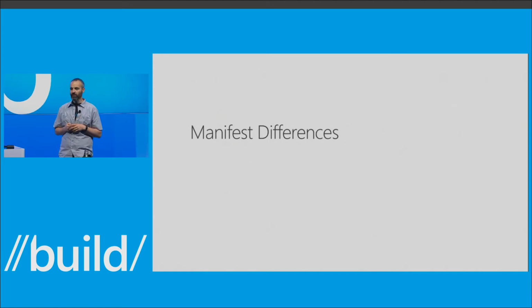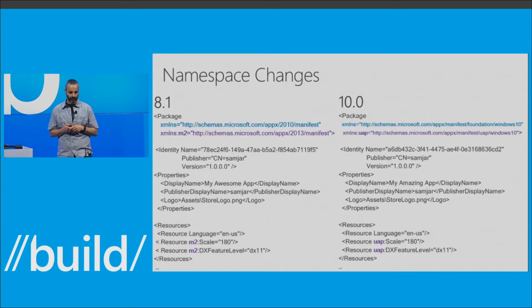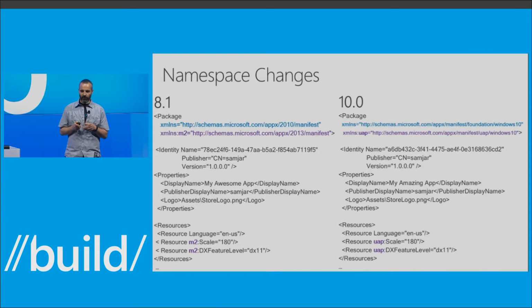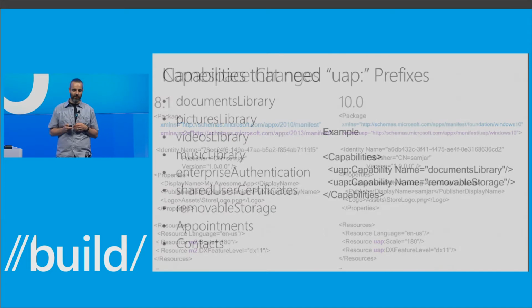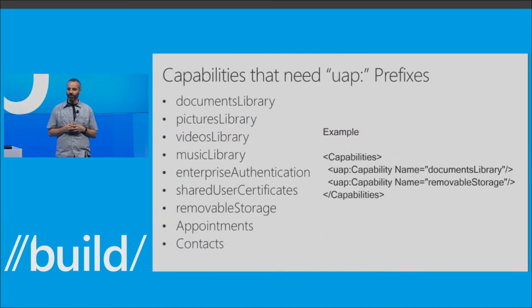Now I'm going to move into the manifest differences. The first thing to note is that UAP namespace. Can't see it very well, maybe it's in the purple, but not a huge difference. And when you do the new app, the manifest will already have these. But if you did want to migrate your old manifest for some reason, then you'd want to change the M2 to UAP. Also, some capabilities, this list here requires a prefix of UAP colon.